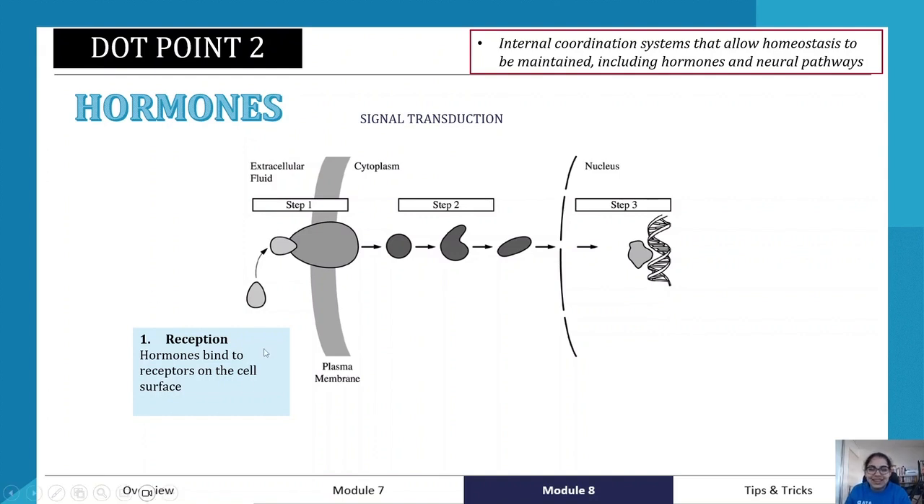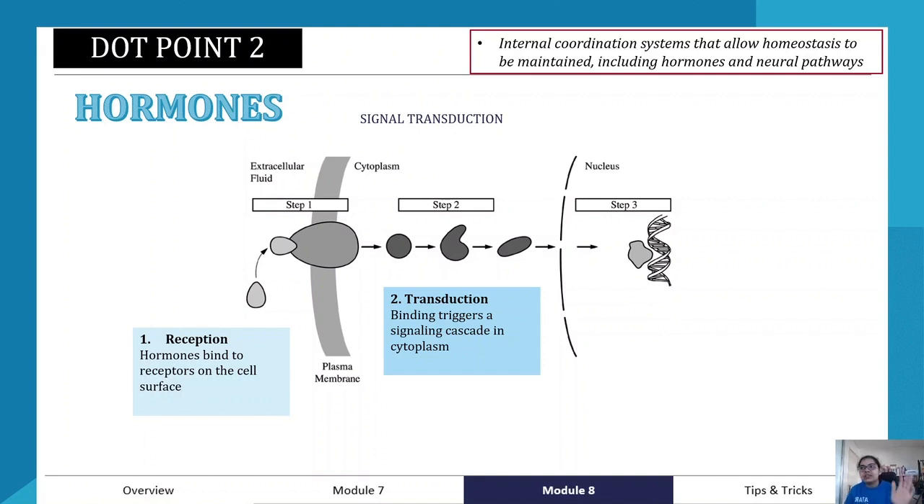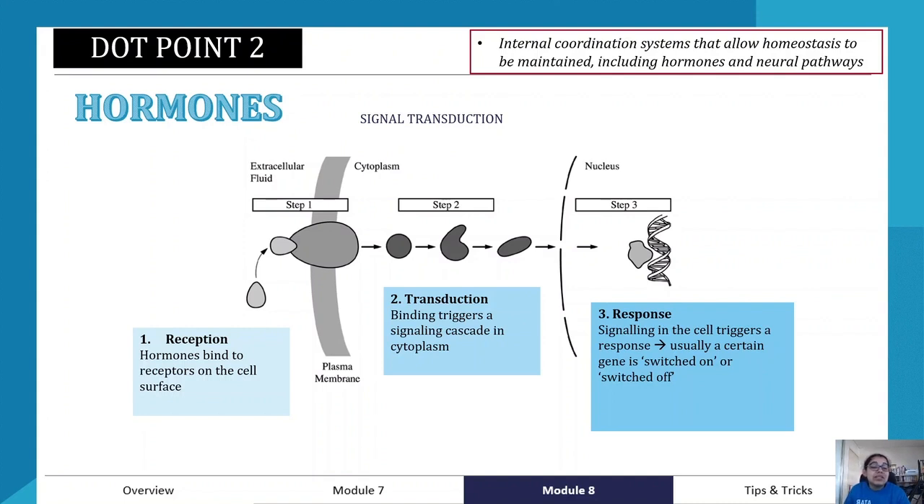I had to click, sorry, I was just going through the whole diagram. Okay, so you see reception, that's the first step, when the hormone binds to the receptors on the cell. Transduction is the second step, where we see a signaling cascade in the cytoplasm, kind of like dominoes. One thing causes another. And then finally step 3 is when this transduction causes changes inside the nucleus. It triggers a response, and that response is generally a gene being switched on or off.